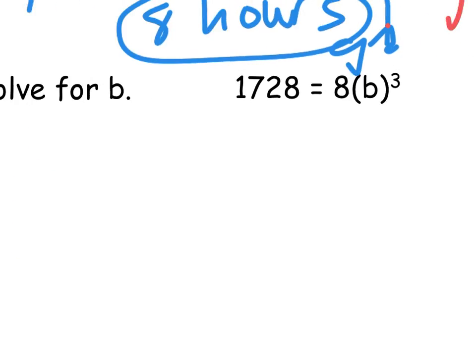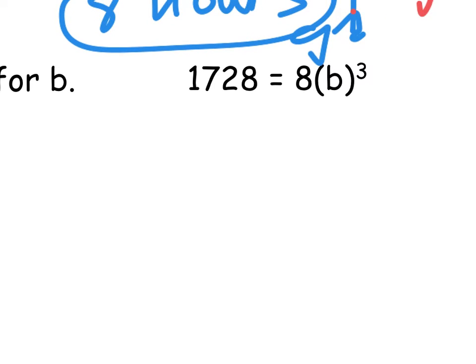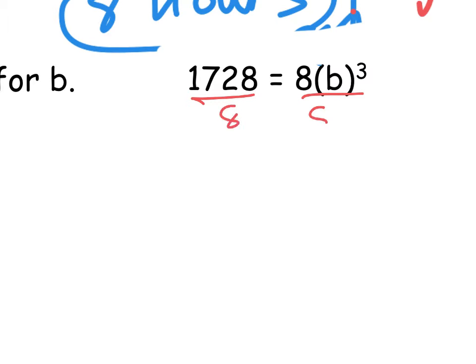Let's look at this one. So first thing I'm going to do is get that b to the third by itself. So I'm going to divide both sides by 8. So b cubed equals 1,728 divided by 8, we got 216. So what cubed is equal to 216? Boy, I don't know.